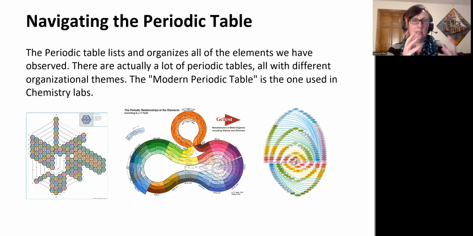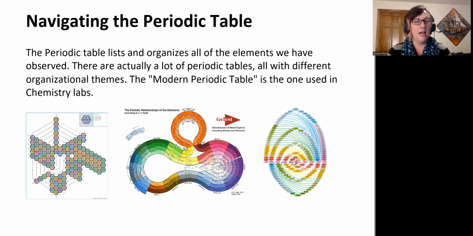Now that we've talked about elements, I'd like to talk about how we organize elements into the periodic table, how to navigate the periodic table, and then how to extract information out of it. Being able to do that will help us put the pieces together for looking at overall structures of molecules. So the periodic table, which hopefully you've seen already, is really just a way of organizing the elements.